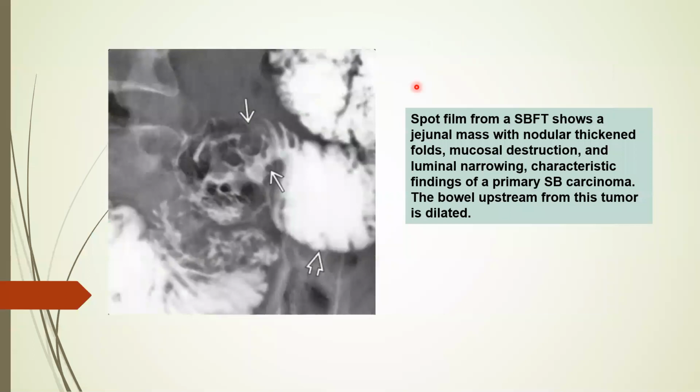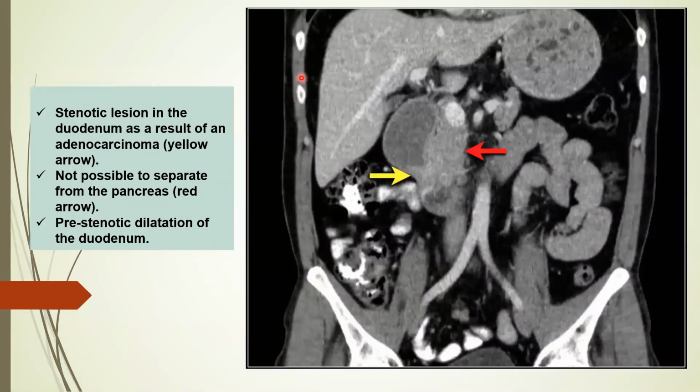This is another case, jejunal adenocarcinoma, presented with nodular filling defects with mucosal ulceration, luminal obstruction, and proximal dilatation. This is a case of jejunal adenocarcinoma. The head of the pancreas is not separable from the mass in this case.